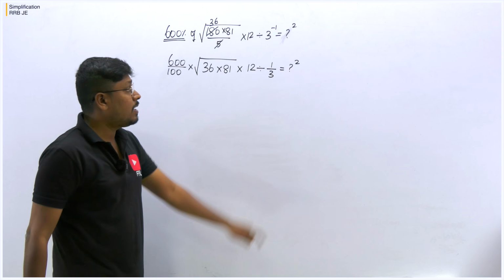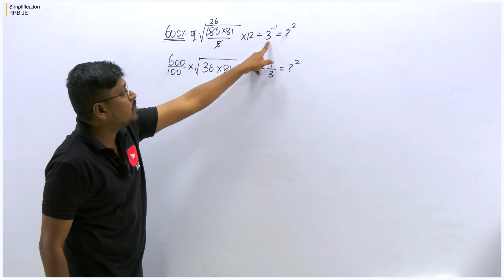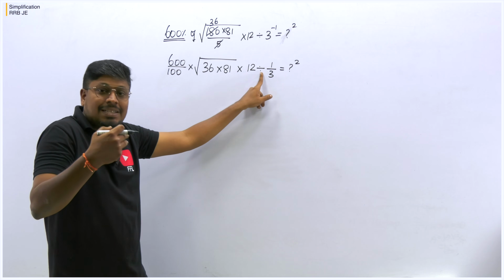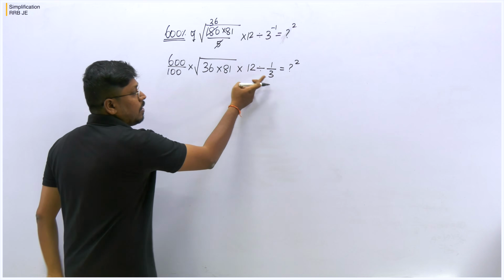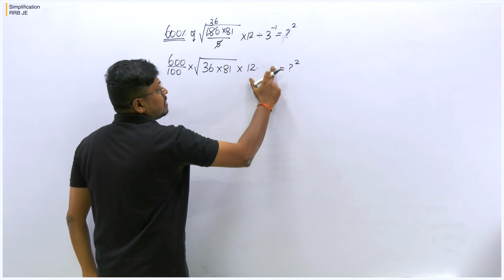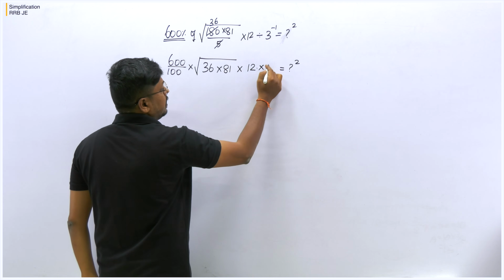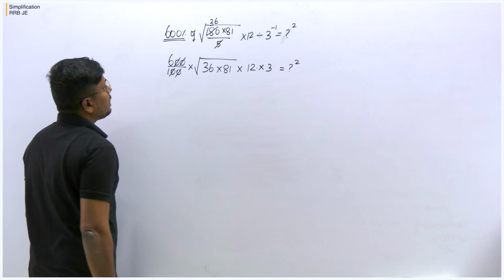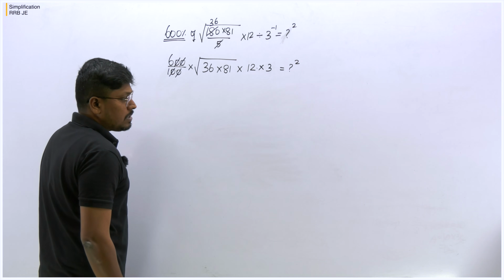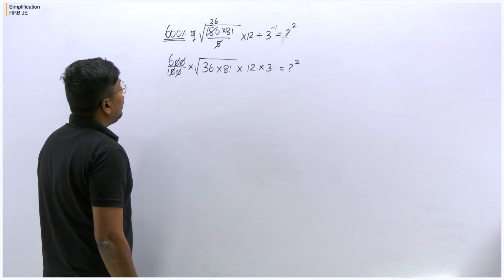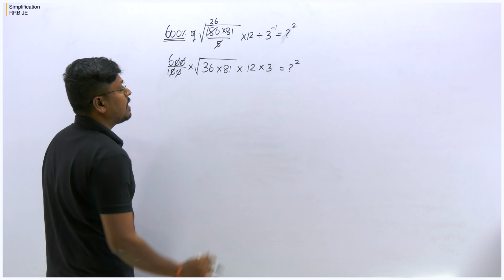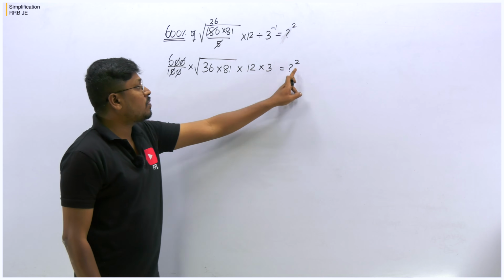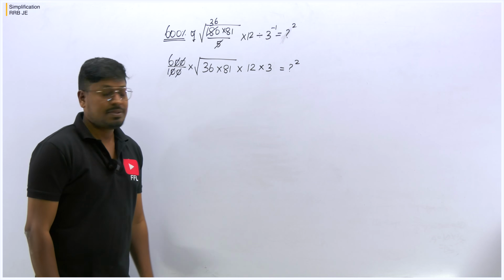So friends, understood or not, right? First we converted this 3 power minus 1 as 1 by 3, and then to convert the division into multiplication, take the reciprocal of this number. If you take the reciprocal of this number, we only have 3. So 12 into 3. Friends, understood? So now we can cancel the zeros here, right? Okay, that's it. So 12 into 3 is equals to question mark square. Now we need to take the square root of all these numbers, right? So this is our target.